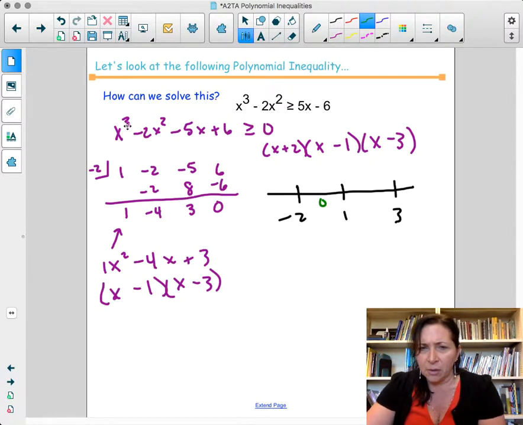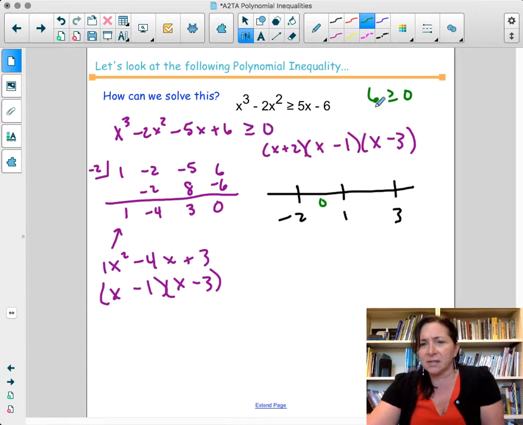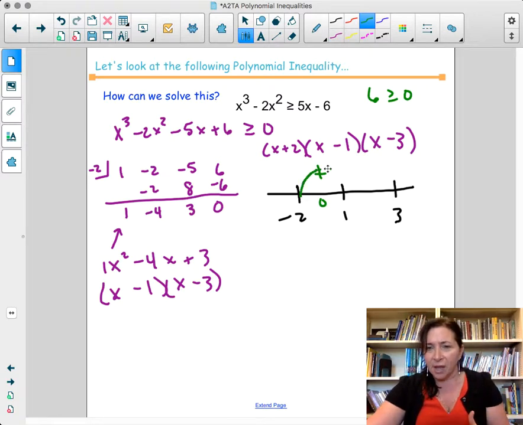So I've got 0 minus 2 times 0 minus 5 times 0 plus 6 is greater than or equal to 0. So I get 6 is greater than or equal to 0. Is 6 greater than or equal to 0? Which it is, that's true. So therefore, it's greater than 0, so it's above 0. So that means it's up here. And then if it's true here, that means it's not true here, it's true here, and it's not true here.